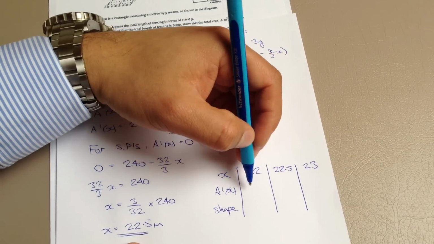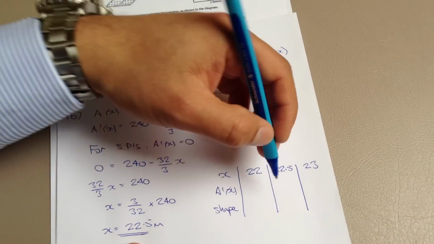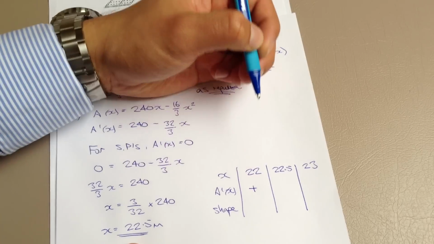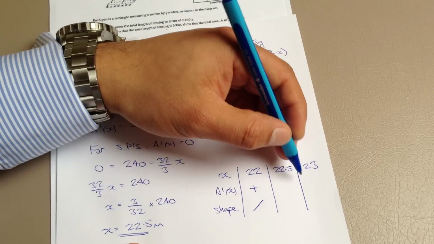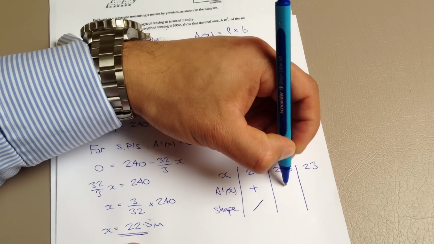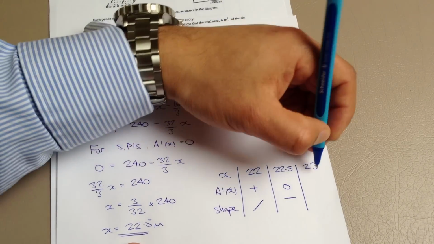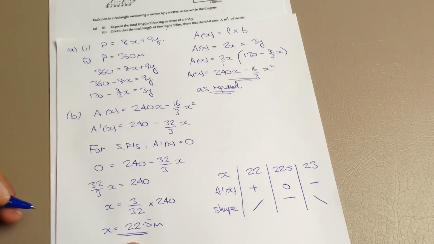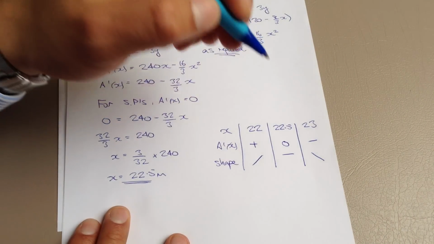And if we plug this into a calculator, so plug 22 into the differential, we'll notice it does in fact come out to be a positive number, so I'll just write positive, hence it's going to be a rising gradient. Plug in 22.5, it works out to be 0, which is what we were hoping for. And if we plug in 23, it's a negative gradient, which will look like that, and lo and behold, we have ourselves a maximum turning point.